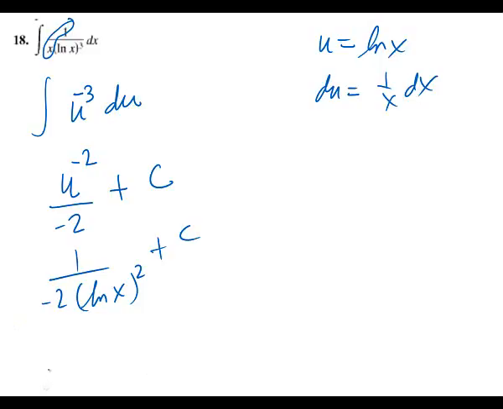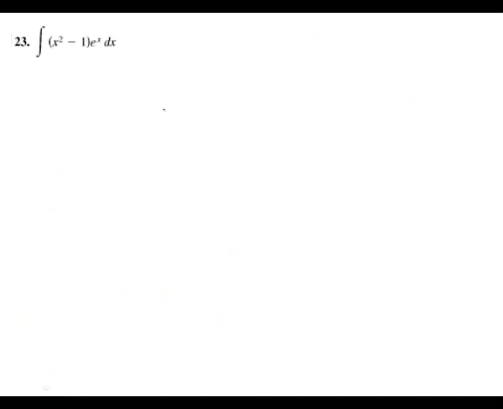All right, are we good with 18? All right, 23. So we have a variable times a variable. So what do we have to use? Integration by parts. Okay, so we have the LIATE to help us pick our u. What would we use for our u in this case?